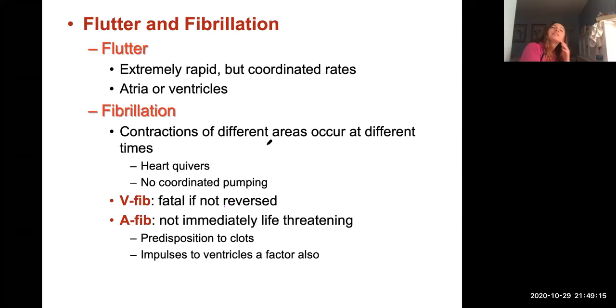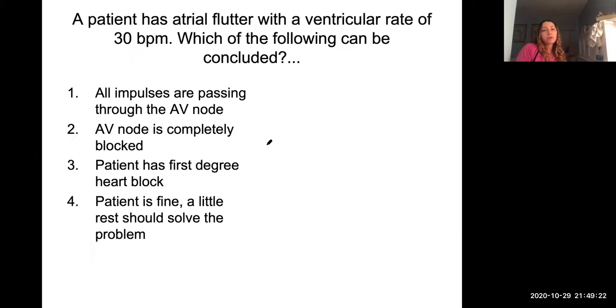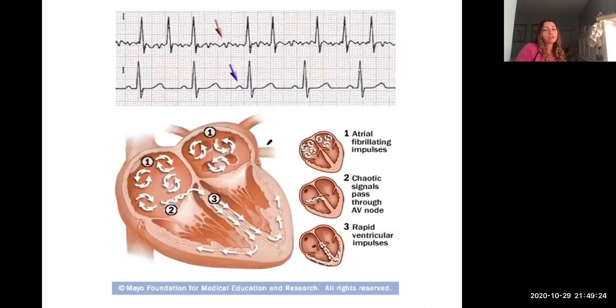I'm guessing. Okay, so there's this thing called ventricular tachycardia. Where is it? It's on here. I know it's on here.